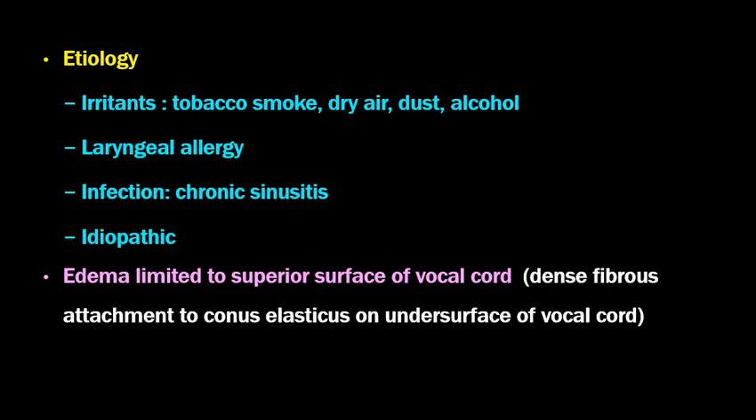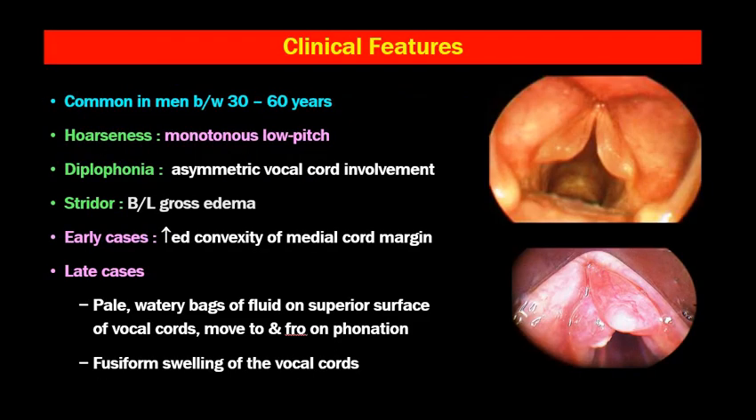Persistent laryngeal allergy, chronic sinusitis, hypothyroidism, and sometimes the cause may not be found out. The edema is limited to the superior surface of the vocal cords. This is very important because there will be dense fibrous attachment to the conus elasticus on the undersurface of the vocal cords. So when the patient presents with Reinke's edema, there will be superficial swelling in the upper part of the larynx.